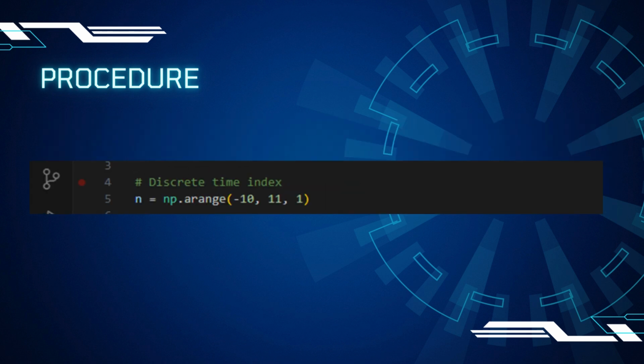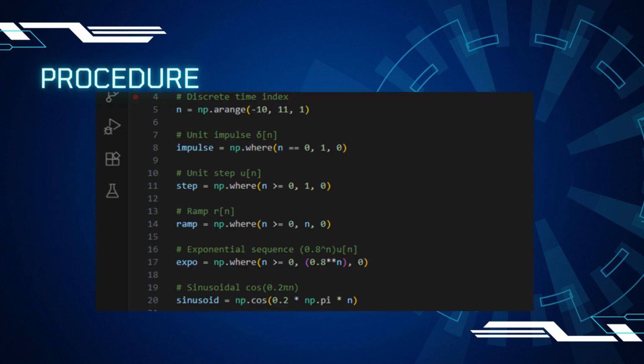Here, we define our discrete time index represented by the variable n. Using this function, we create an array of values starting from -10 up to +10, increasing by 1. Each number in this array represents a sample, a specific point in time where the signal exists. Unlike analog signals, which are continuous, discrete signals only exist at these integer time points.